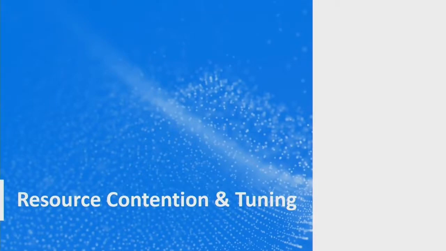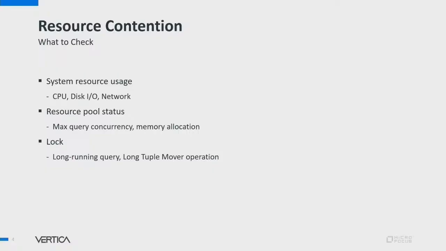Resource contentions and tuning. Resource contentions can be system related, due to slower disk I/O, network throughput, or CPU. Or the contention can be Vertica related, due to resource pools not properly tuned to meet the workload requirements, or it can be a lock related or a catalog related contention.